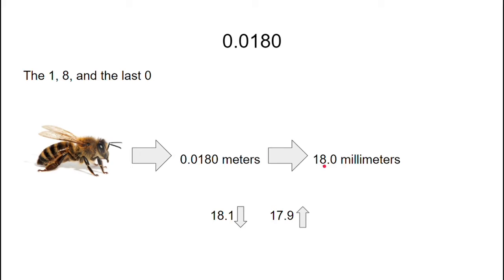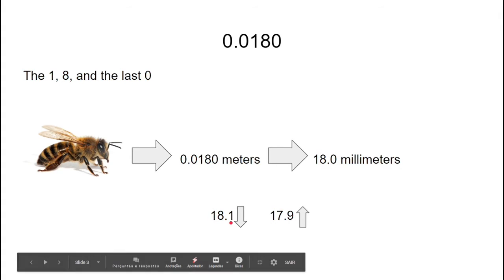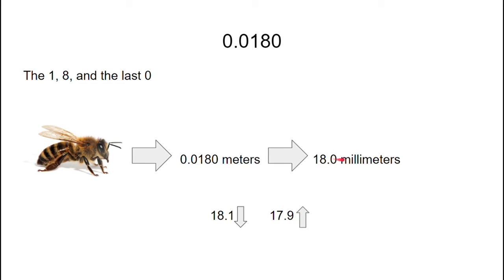Why is it 18.0 and not just 18 millimeters? Aren't those the same number? Well, when we're talking about significant figures, they're not the same number. When you write 18.0, you're telling whoever is reading your result or the calculation of your measurement that you got 18.0 exactly. You didn't get 18.1 and round down or 17.9 and round it up. You got exactly 18.0. So you know for sure that this zero exists.